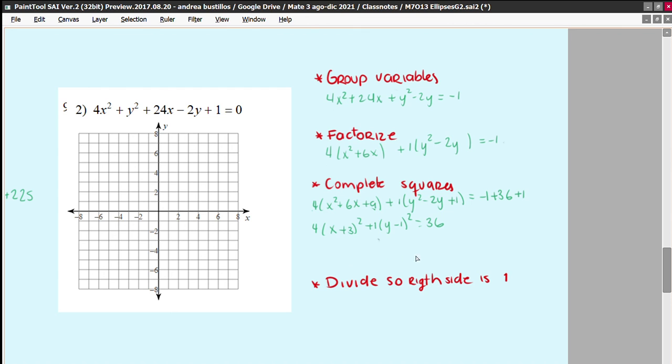And the last thing we have to do is to divide everything so the right side is 1. Because my right side is 36, I have to divide everything over 36. So that gives me x plus 3 squared, and 4 over 36 is 1/9. And 1 over 36 is just 1/36. So that's how we get this ellipse in standard form, and we can start obtaining all the data we want.